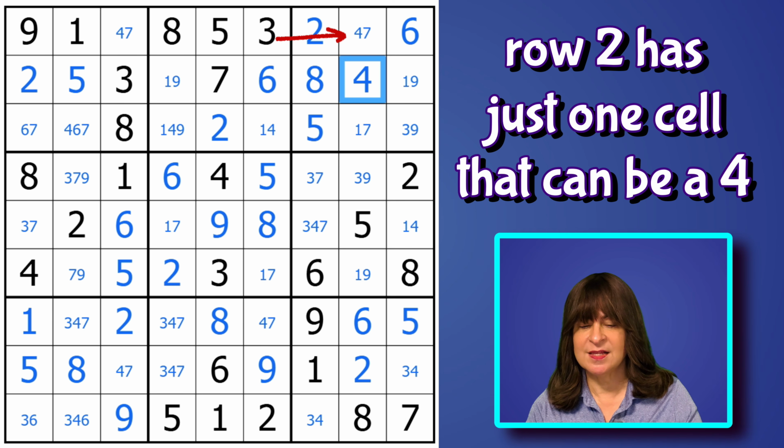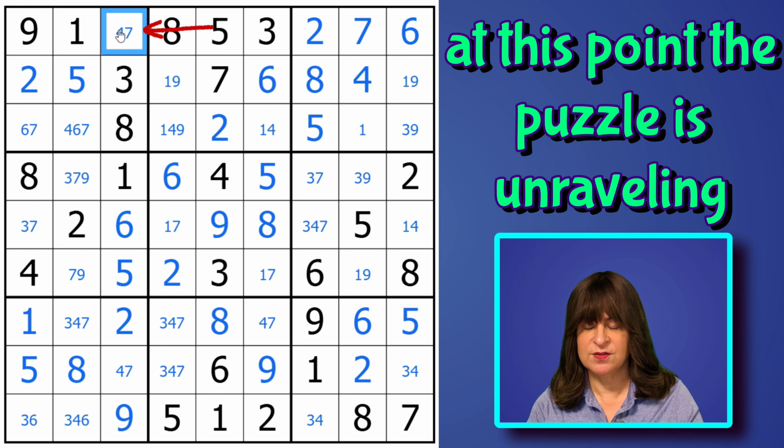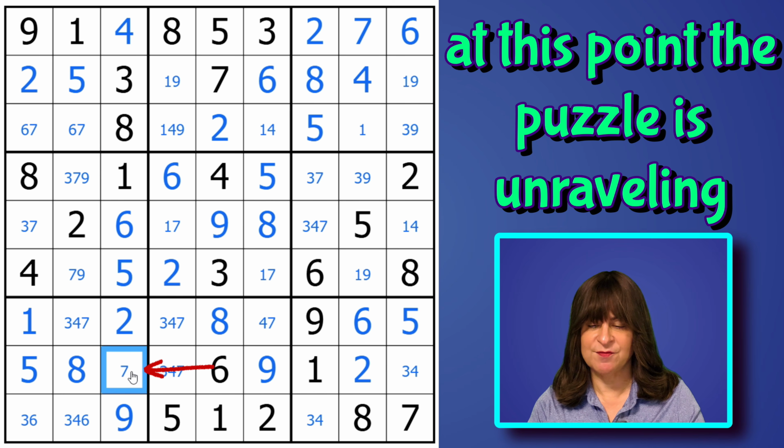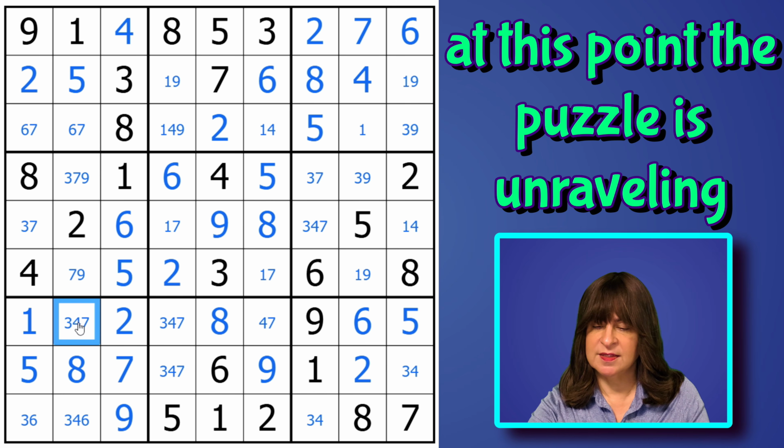And that makes this cell a 7, and this can't be a 7 anymore, and this can't be a 7 either, so it's a 4. Let me get rid of this 4 and this 4. So now this is a 7. Let's go ahead and clean up the grid.